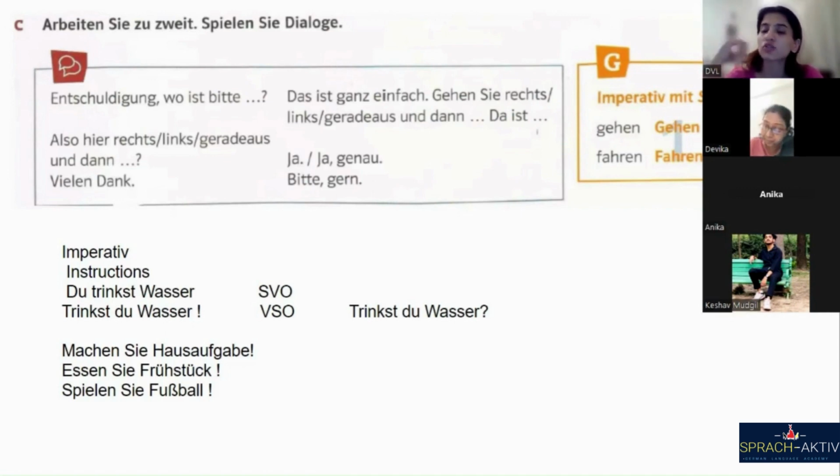Actions. So basically, instructions in Deutsch we also formulate in the same way. How we do it is, instructions are like a normal sentence. If I want to say, du trinkst Wasser. You drink water. Now I want to say, drink water. If I want to say drink water, then the verb that was in second position, I will put in first position.